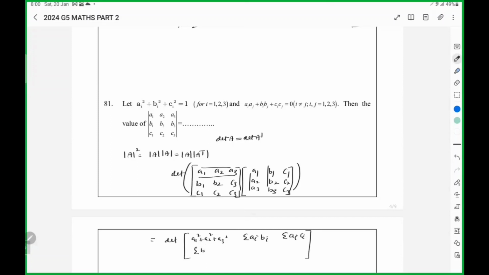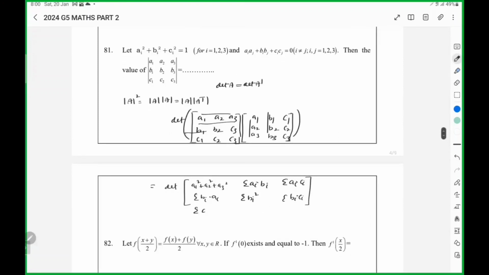Here B's and A's combination. Here it is sigma bi square, B1 square plus B2 square, and B and C combination, CA combination, sigma CiBi, so that it is the identity matrix 1 0 0, 0 1 0, 0 0 1. So det A square is 1.